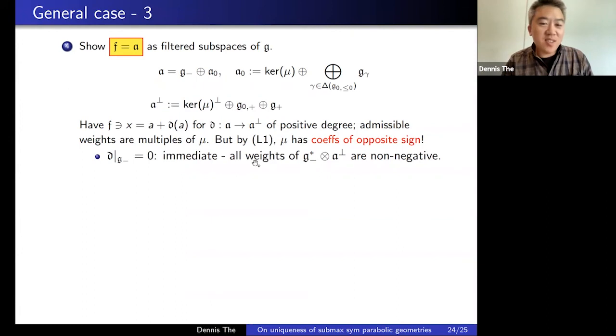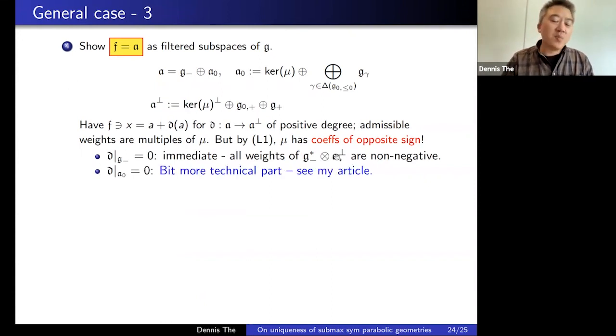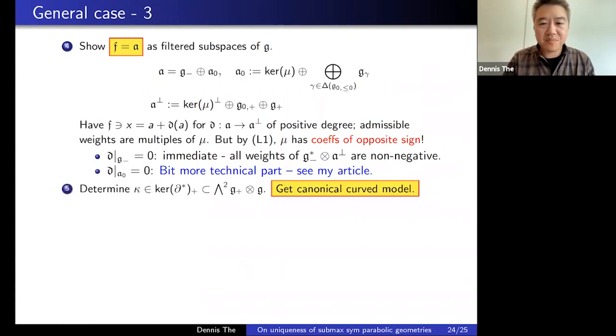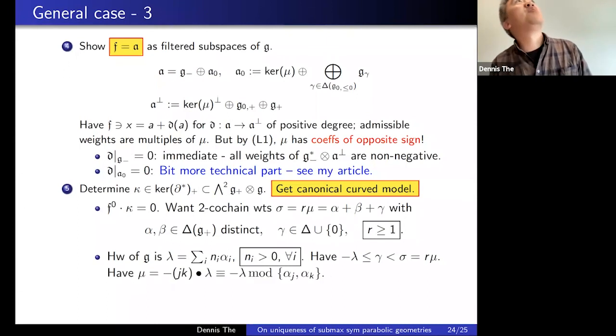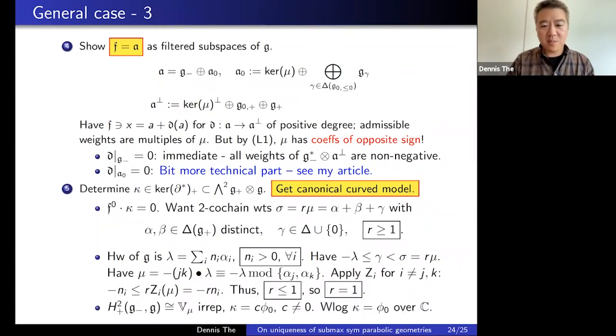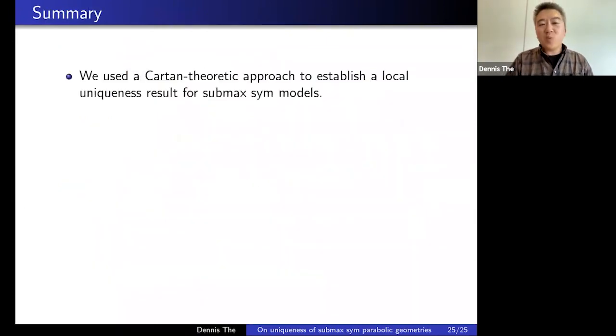So for the case where you're deforming these directions, all your weights are non-negative. That kills this delta. The more technical part is these other directions in A0, that I won't discuss here. It's more technical, but it's not too difficult either. Then you have to determine curvature, but with the same sort of argument, you get the canonical curved model. I'm running out of time, so let me just skip this part. Happy to share slides. Just a quick summary.